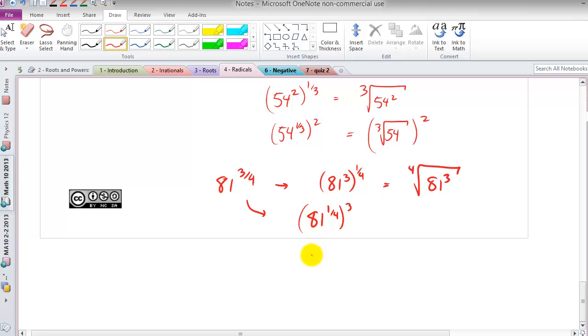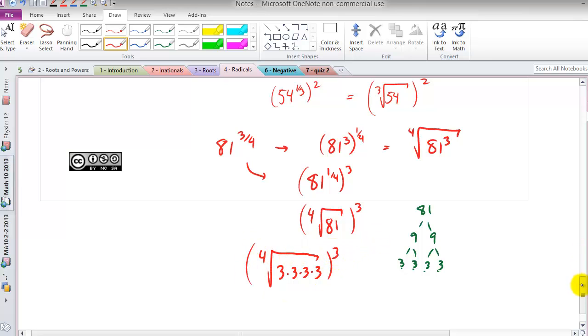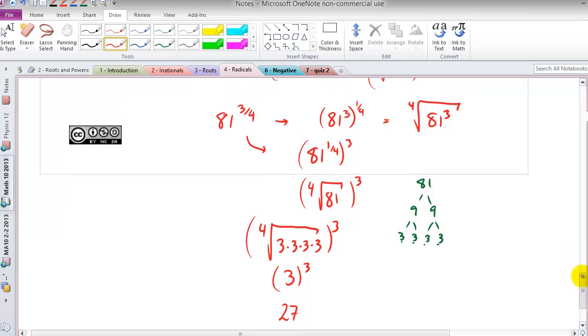So this is equal to the 4th root of 81 all cubed. And if we factor 81, that's 9 times 9, which is 3 times 3 times 3 times 3. So there we see there are 4 factors of 3 in here. So this is the same as saying the 4th root of 3 times 3 times 3 times 3, all cubed. And we know from simplification that if we have the same number of identical factors as there is in the index, so if the index is 4 and we have 4 of those, that's equal to that factor. So that's 3 cubed, which is 27. So by simplifying the 4th root of 81 first, we get a nice small number, which is 3, and then we can cube it to get 27. I think that's easier to work with.